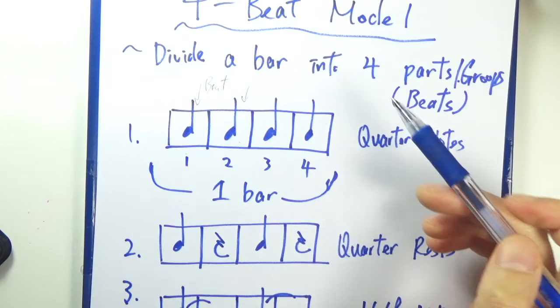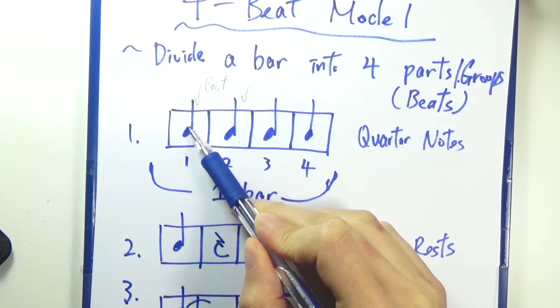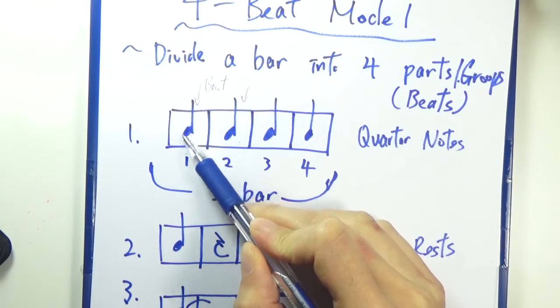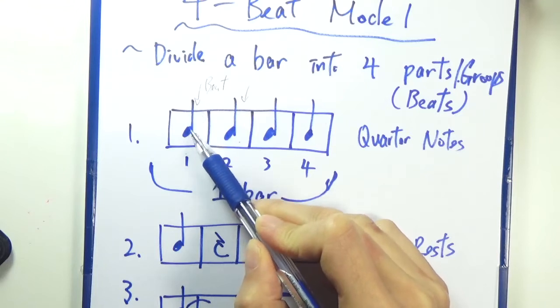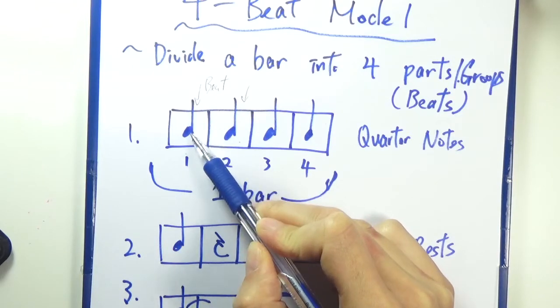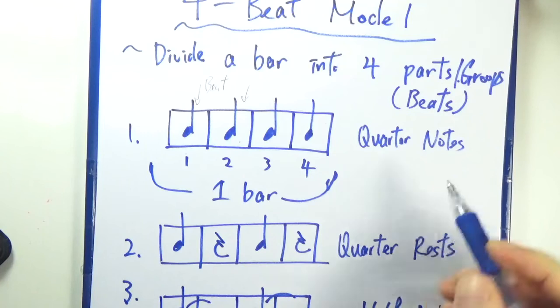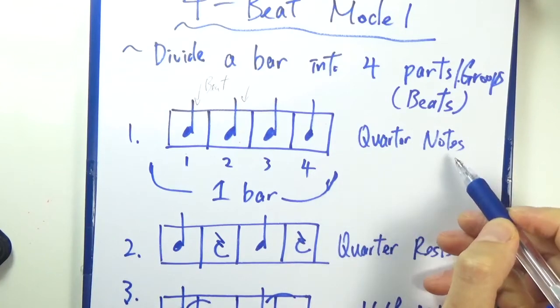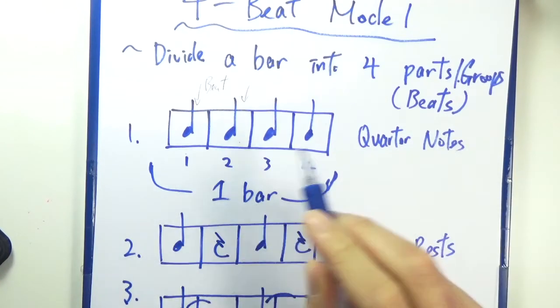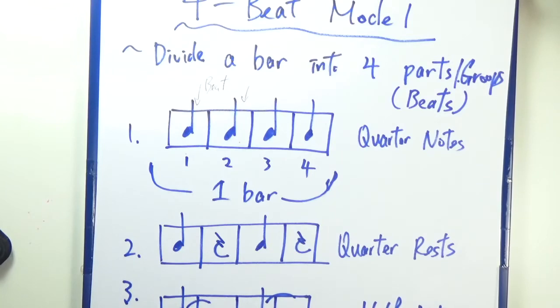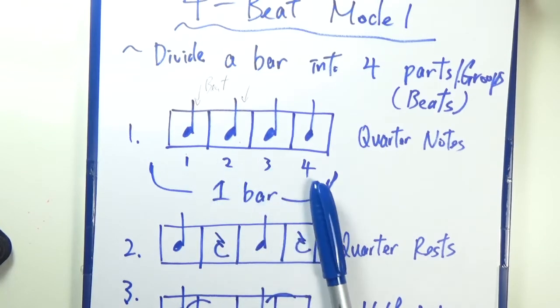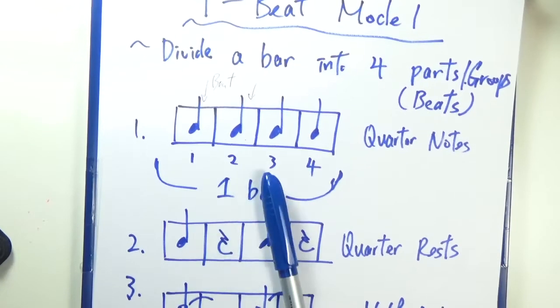Some new terms here. This one with the solid body and a flag here is called a quarter note. This is one of the most common notes that you'll find in music. Usually the way we count it is just by saying 1, 2, 3, 4, 1, 2, 3, 4.